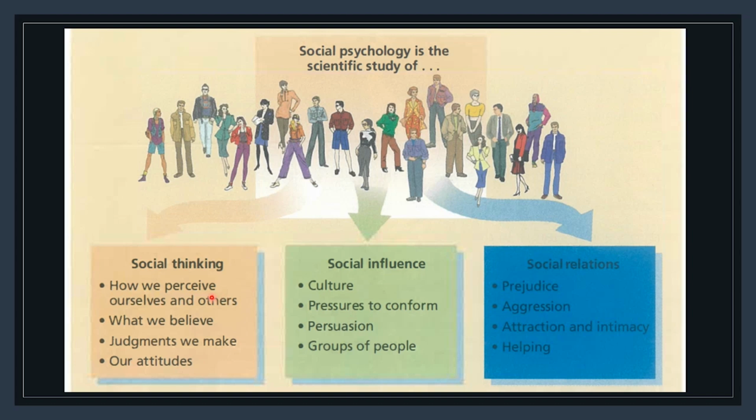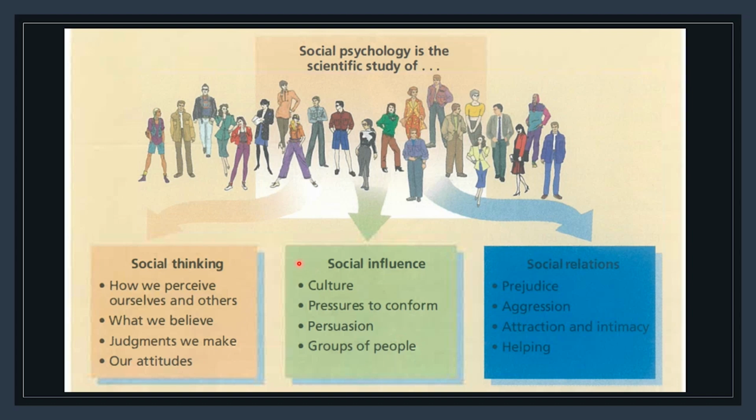So one, social psychology is the study of social thinking. That's how we think and understand other people, how we perceive ourselves and others, and what are the attitudes that we form toward other people, and how do we form those attitudes. And social psychology is also the study of social influence processes, including such topics like the effect of culture or pressures to conform, or how we are persuaded or how we persuade other people, and also how people behave as groups of people.